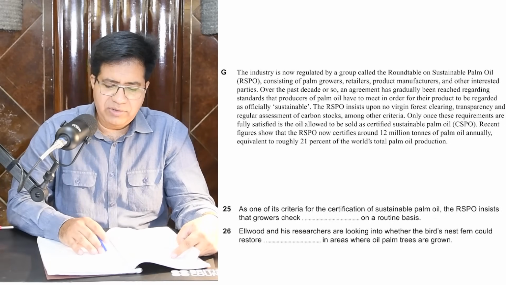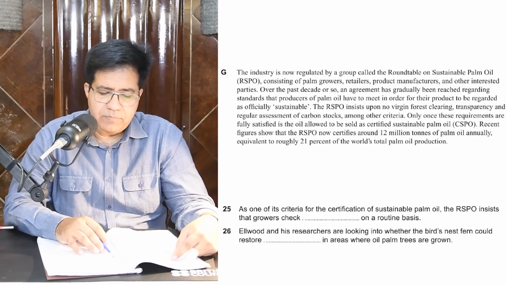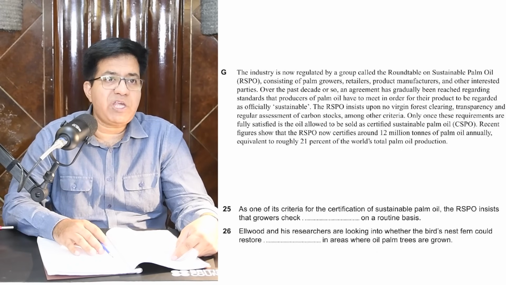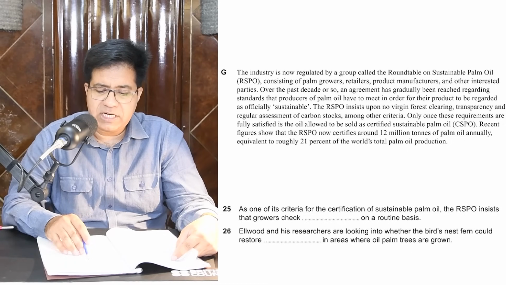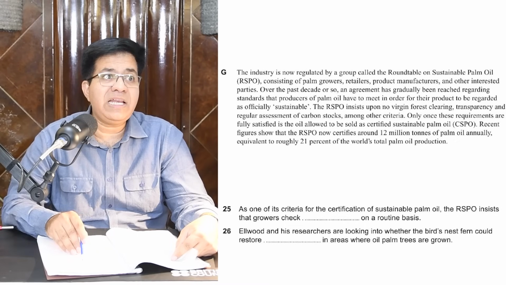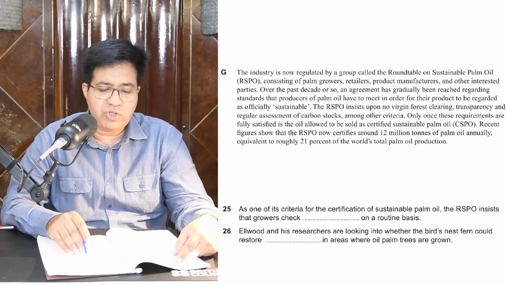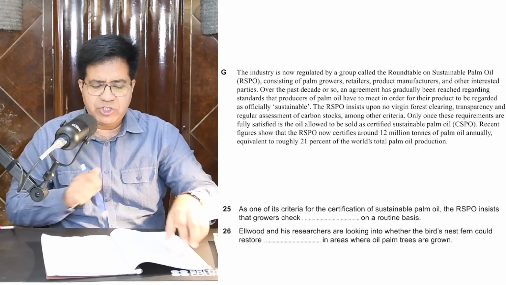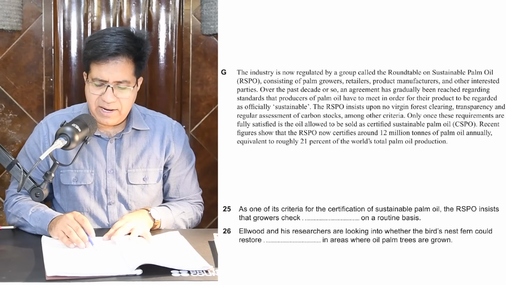All right. So they say here, one of its criteria. Its criteria means RSPO's criteria for the certification of sustainable palm oil, RSPO insists that growers check dash on a routine basis. Routine basis means regularly. So growers should check something regularly. Please come to paragraph G. I'm reading RSPO.